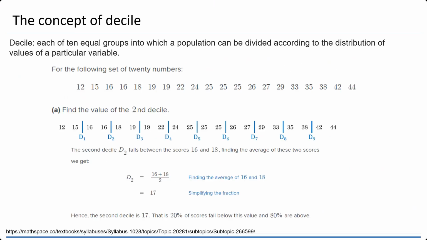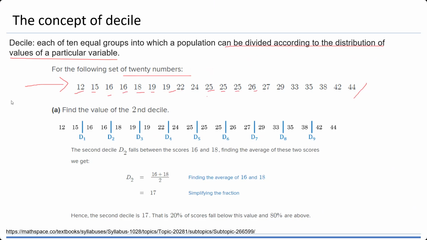Okay, so let's see the concept of decile. Decile means each of 10 equal groups into which a population can be divided according to the distribution of values of a particular variable. Maybe let's see with an example. We have 20 numbers. 1, 2, 3, 4, 5, 6, 7, 8, 9, 10, 11, 12, 13, and okay, until 20.